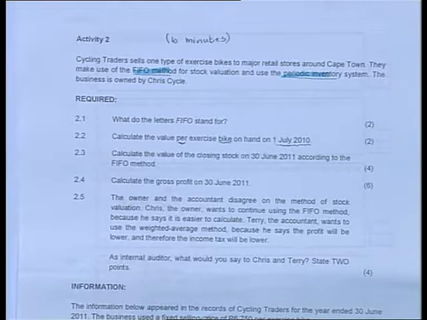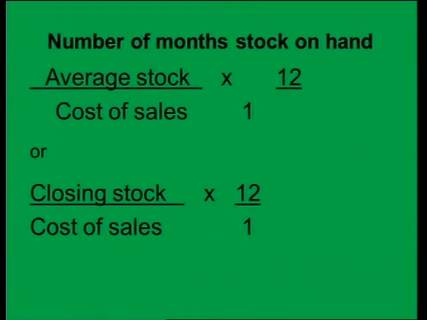So let's see some questions. There's a lot of questions that I missed. Will the examiner always ask me to first calculate cost of sales and then gross profit? Yes, most likely. They will usually lead you in your answer that you first calculate the closing stock and then the cost of sales, or they will ask you to calculate the cost of sales and then the closing stock and then the gross profit. So most of the questions will lead you from one to the next.